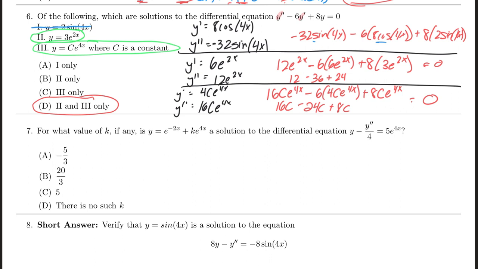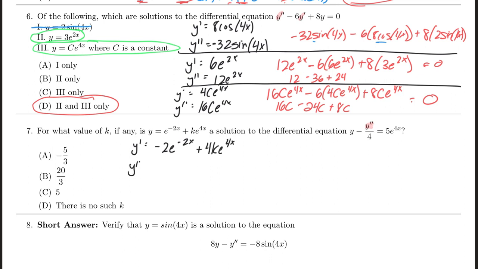All right, 7 is just like 5. If we look at our differential equation, we have to find the second derivative to plug in. So we're going to have to find the second derivative first. And then there'll be some k that we'll have to figure out. Right, this is going to be negative 2 e to the negative 2x plus 4k e to the 4x.